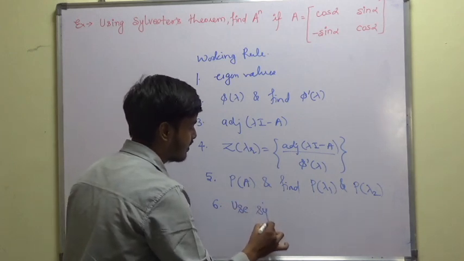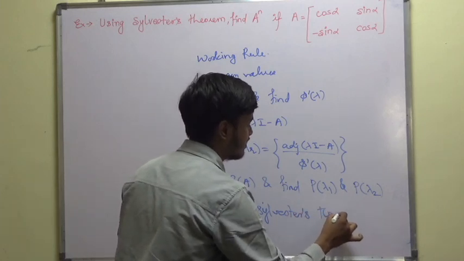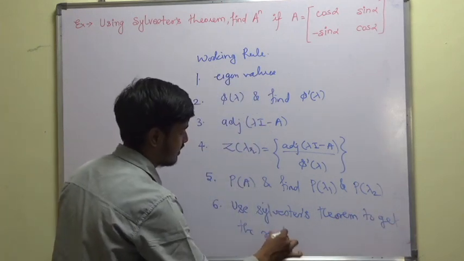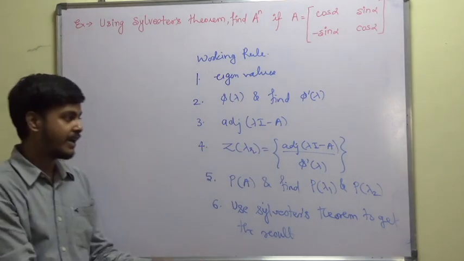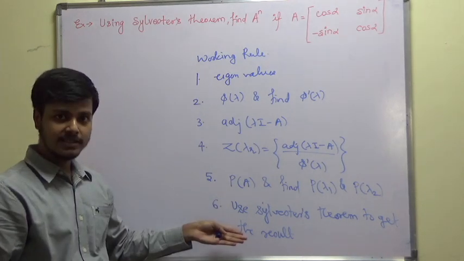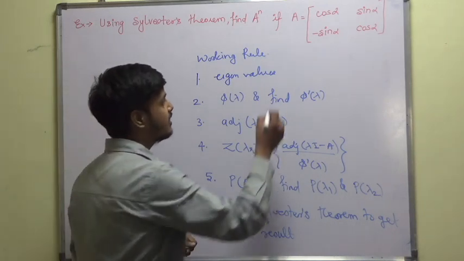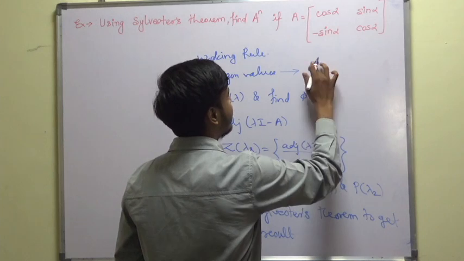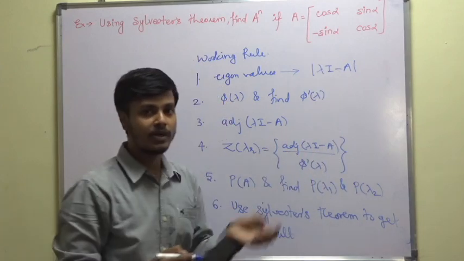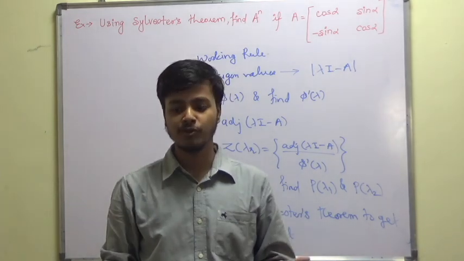Use Sylvester's theorem to get the result, right? So these were the working rule, and I hope you have remembered these working rules. In the last lecture also we have discussed this. Okay, and one remark I would like to make before we start with the example. For eigenvalues you have to make use of the equation lambda I minus A, which is very important. And another remark, you can apply Sylvester's theorem only when the eigenvalues are distinct.